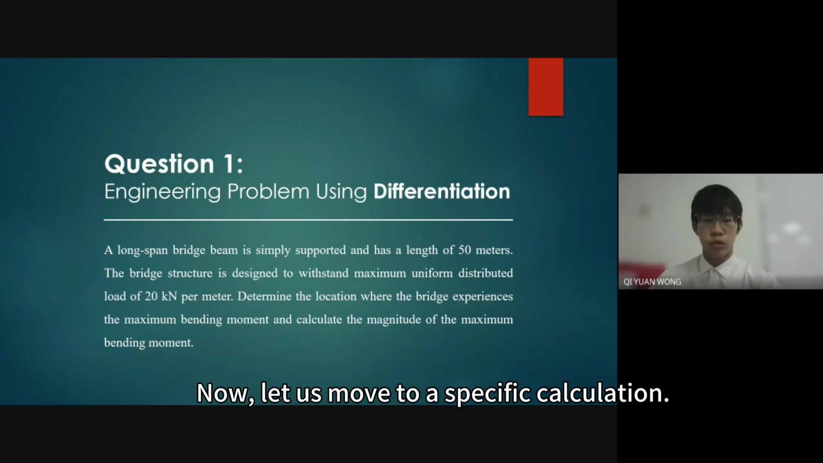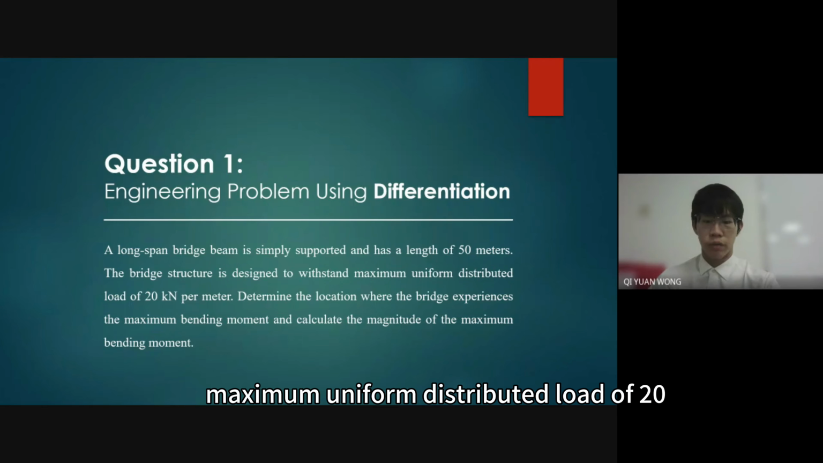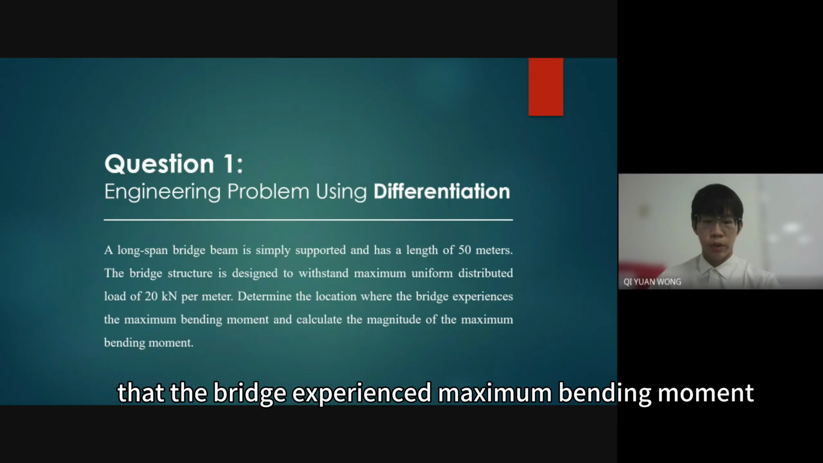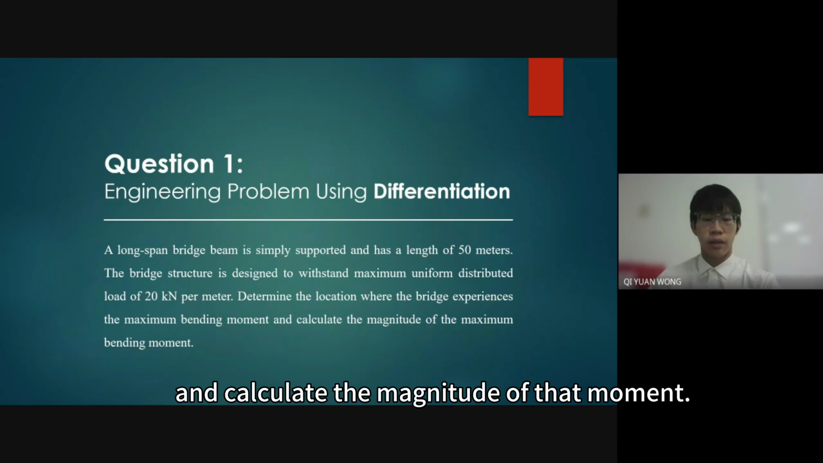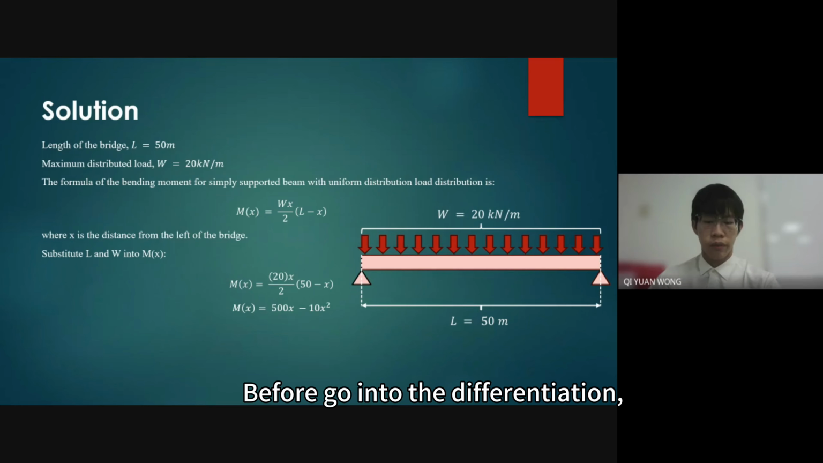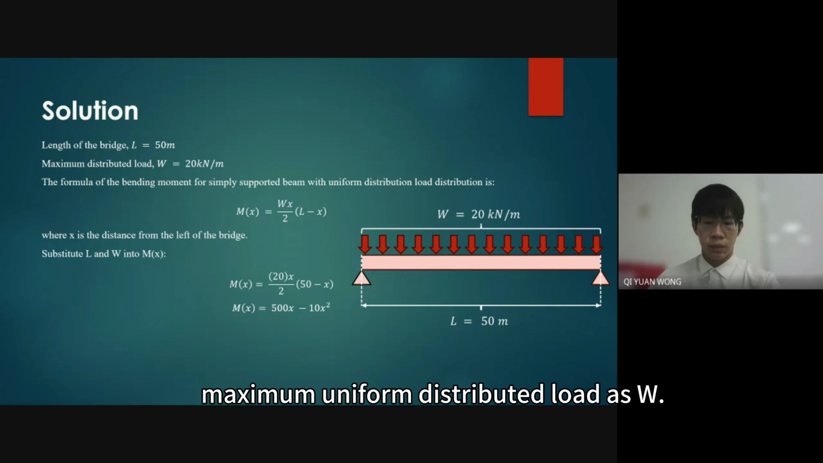Now, let us move to a specific calculation. A simply supported bridge beam has a length of 50 meters and is designed to withstand a maximum uniform distributed load of 20 kN per meter. In this question, we need to determine the location where the bridge experiences maximum bending moment and calculate the magnitude of that moment. Before going into the differentiation, we set the length of the bridge as L and the maximum uniform distributed load as W.